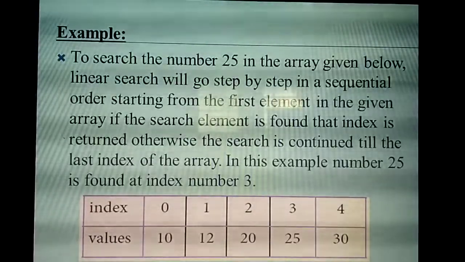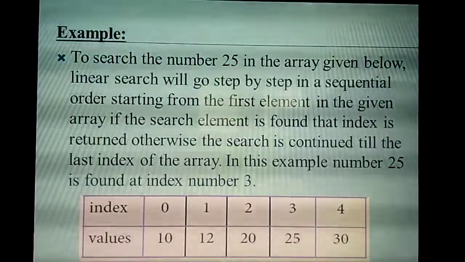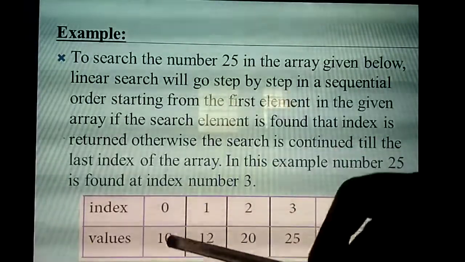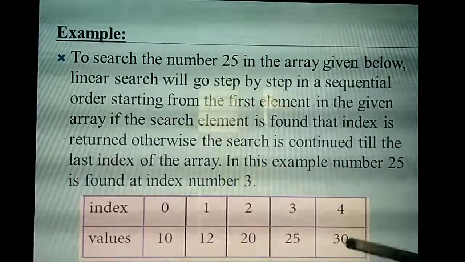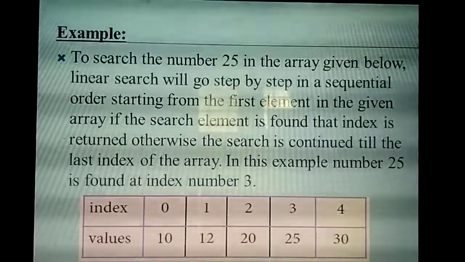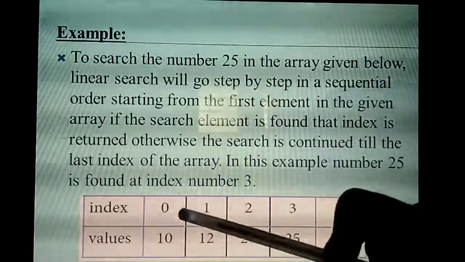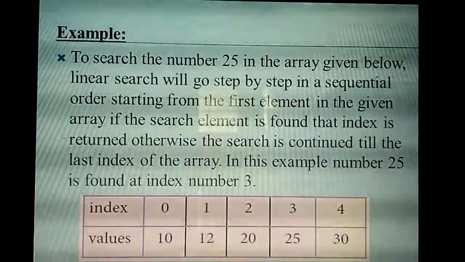Okay. So, in sequential order. Sequential order means what? From the first. Search always starts from the first, like this: 1, 2, 3, like this. Not from the last or from the middle. That's important. Linear search always starts from the first. That means sequential order, one by one.